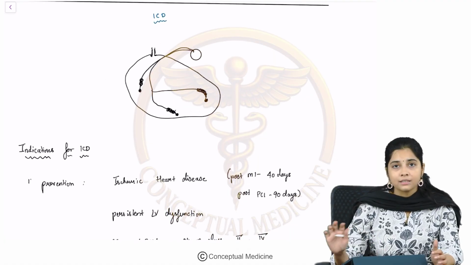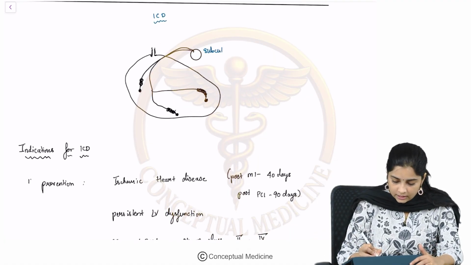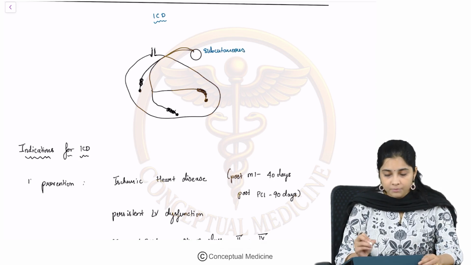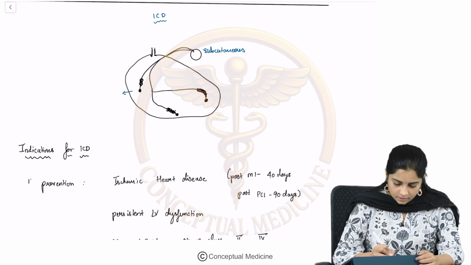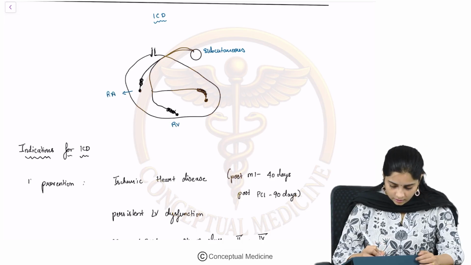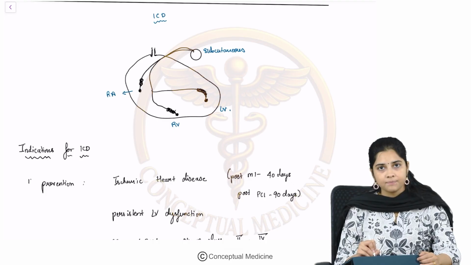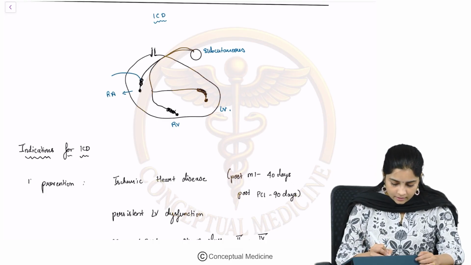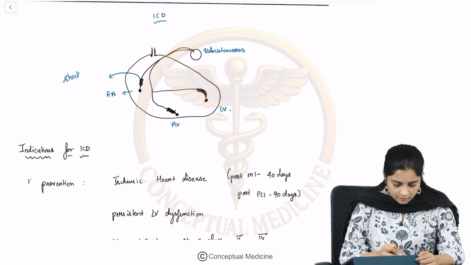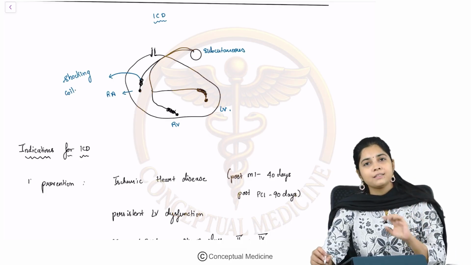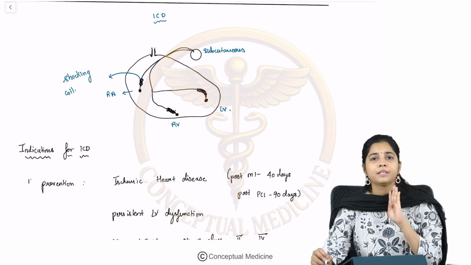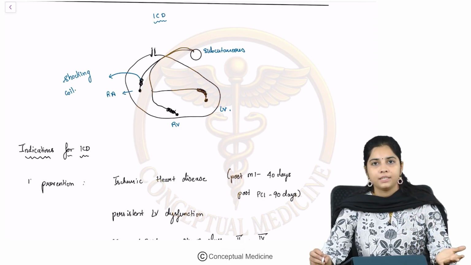So, this is basically nothing but a pacemaker. You have a pulse generator which is present in a subcutaneous pocket. Then you have leads which are coming out from that. So, this is your RA, this is your RV and LV or your ventricular leads. Okay, so this is called the shocking coil. The whole point is that this will detect the rhythm. If there is a VT, it will give a shock and terminate the VT.